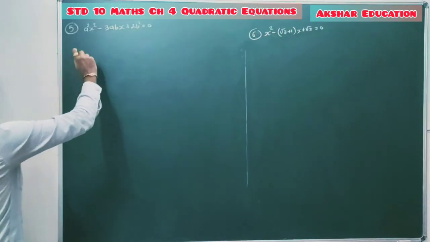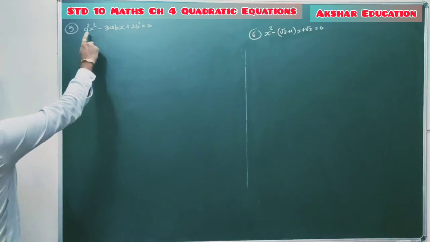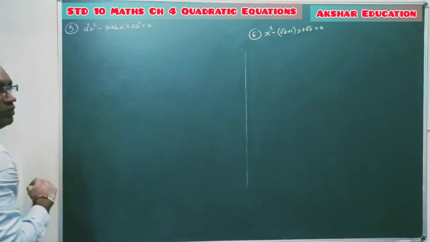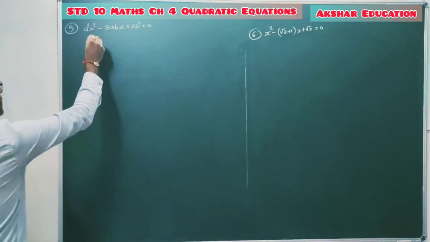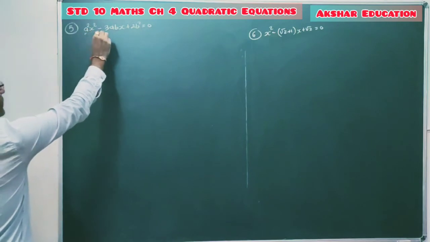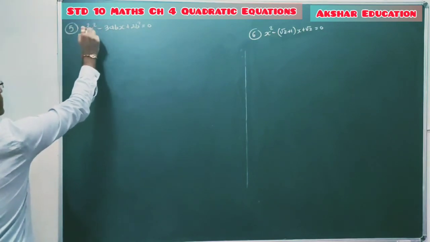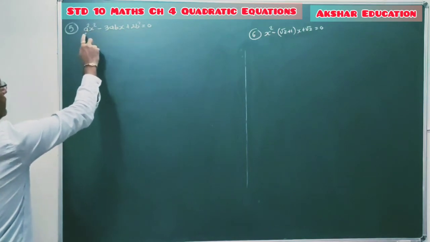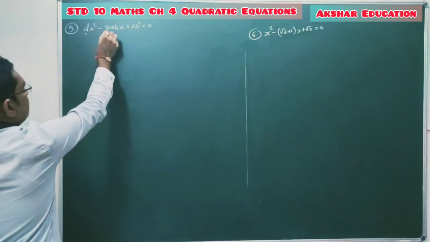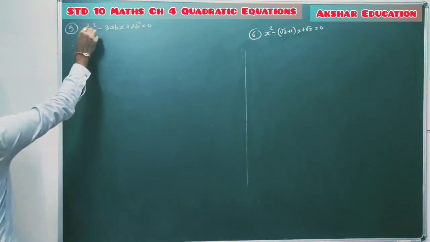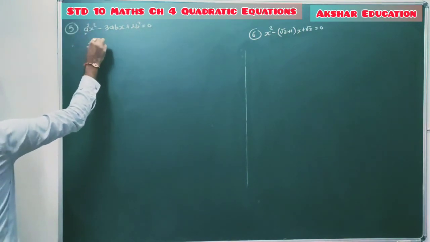Question number 5. This is the given quadratic equation: a square x square minus 3abx plus 2b square equal to 0. So first step, you have to remove the coefficient of x square. So you have to divide this equation on both sides by the coefficient of x square, which is a square. On the left hand side, you have to divide all three terms by this a square. So a square x square by a square, so it's x square.